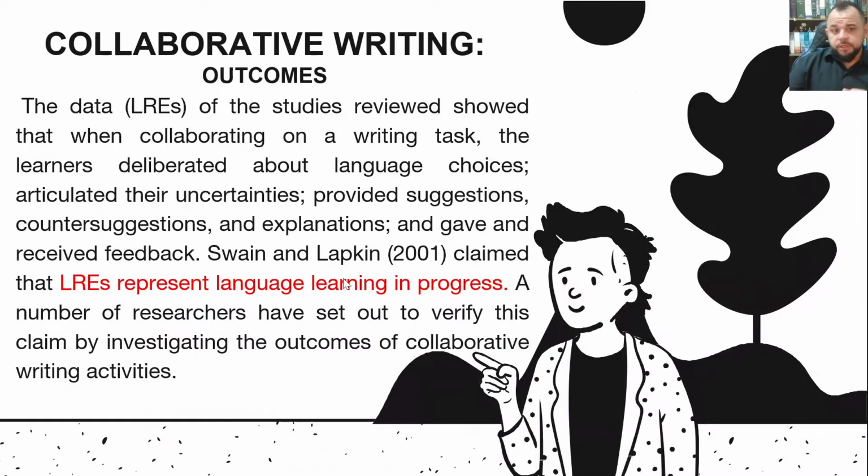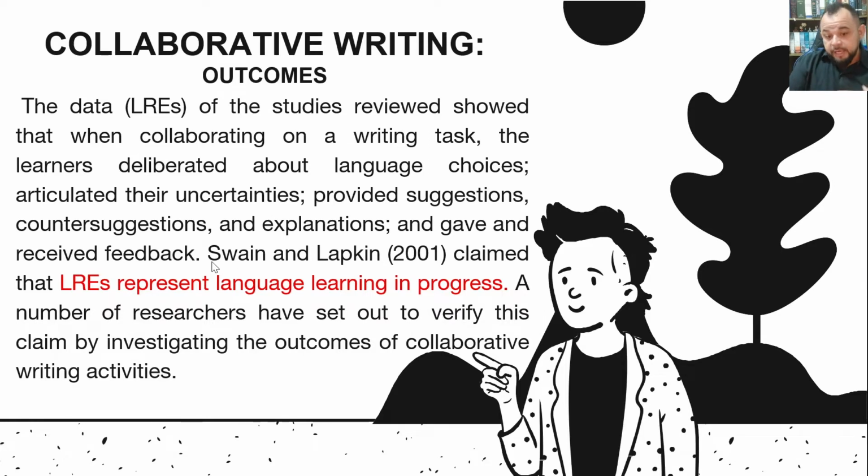The second strand of research focuses on the outcomes, right? So the data of these studies, that is the LREs of these studies reviewed in this section of the article, show that when collaborating on a writing task, the learners deliberate about language choices. They articulate their uncertainties. They provide suggestions, they provide counter suggestions, and they give explanations, and they give and receive feedback, right? So Swain and Lapkin claim that this is a very important thing. I was mesmerized by this part, that LREs represent language learning in progress. That's very interesting. At least one aspect of it, right?